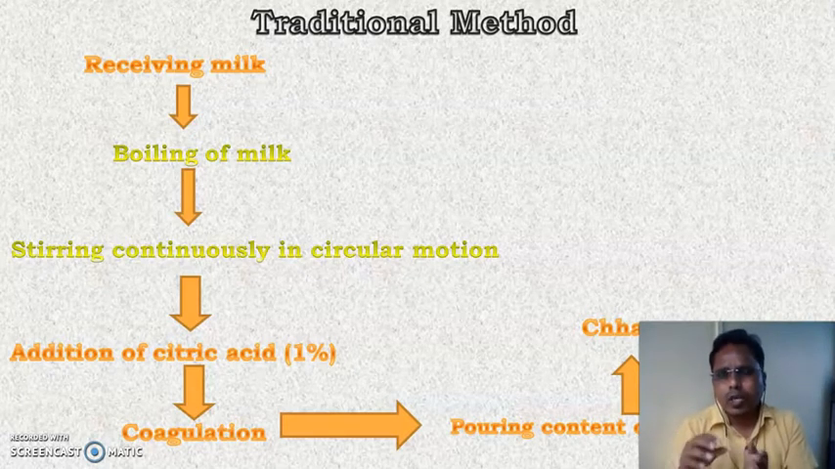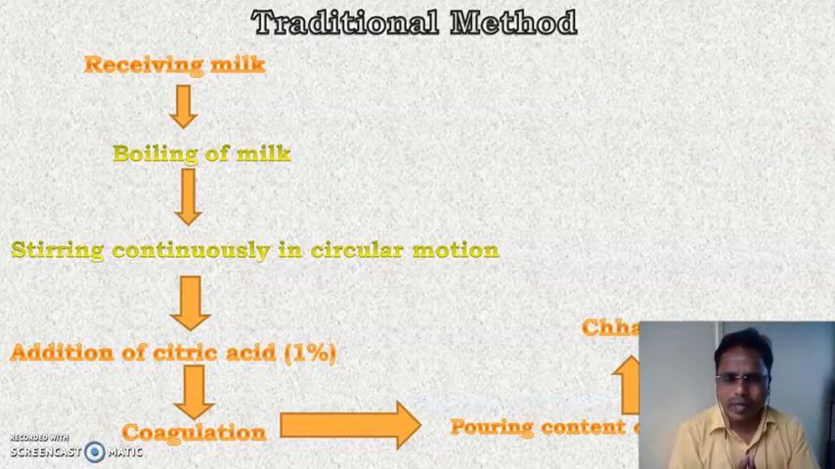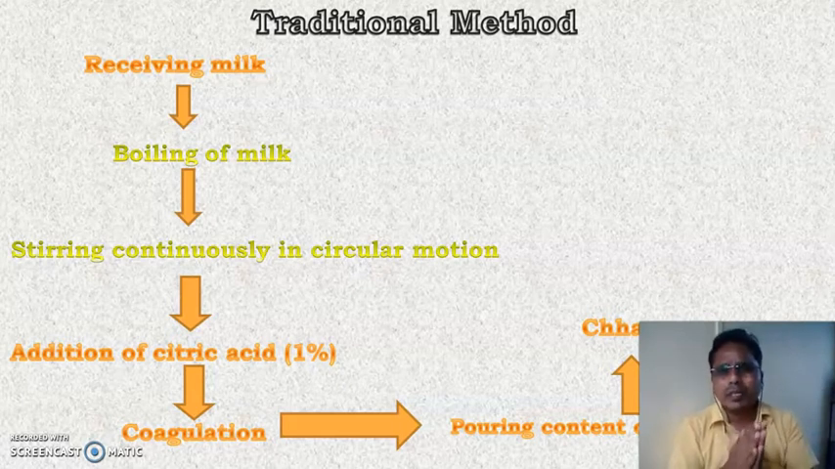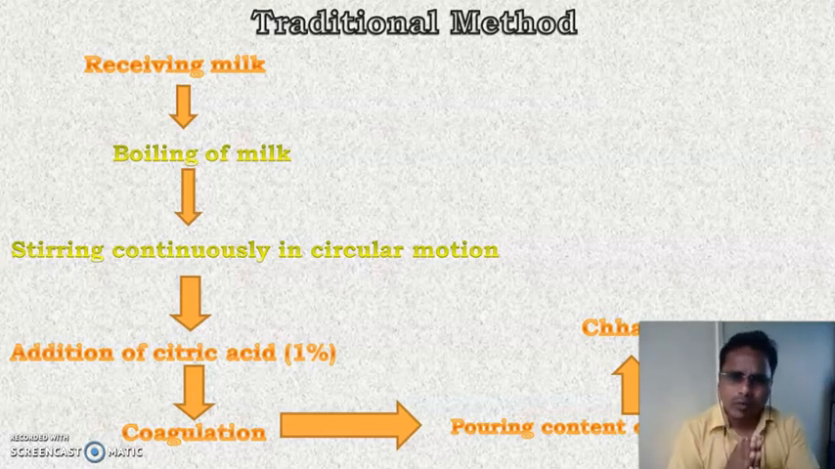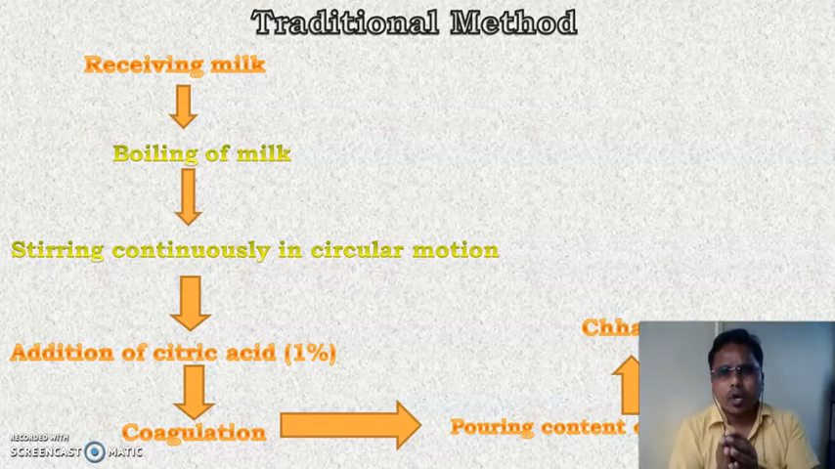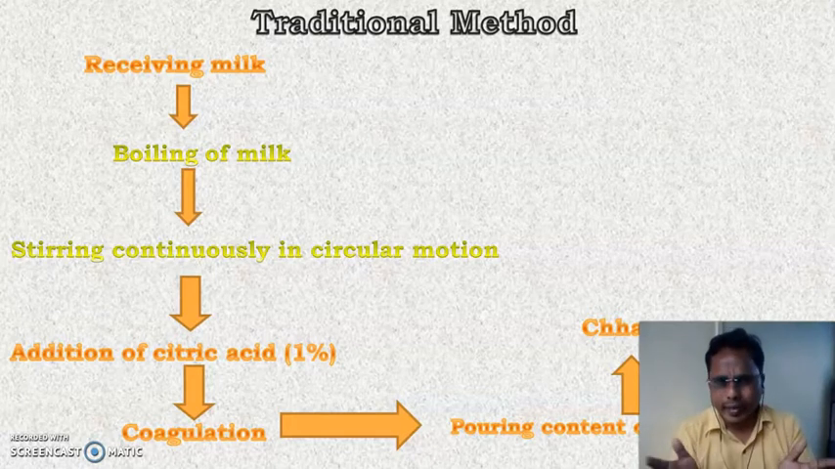Then take 1% of the citric acid or coagulant agent, and steadily add it into that hot milk. At the same time, gentle stirring should be carried out. As soon as the acid is added to the hot milk, it starts to coagulate. When all the citric acid or coagulant agent is added, the milk completely coagulates.